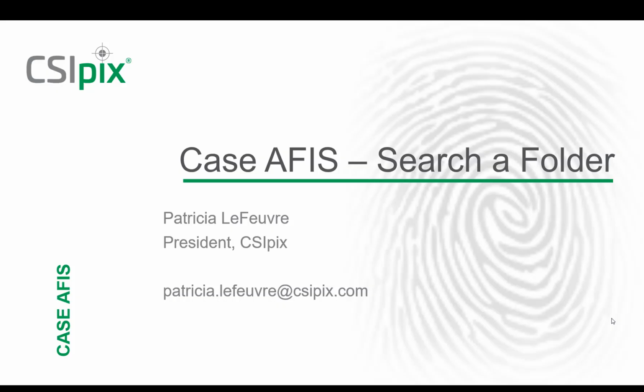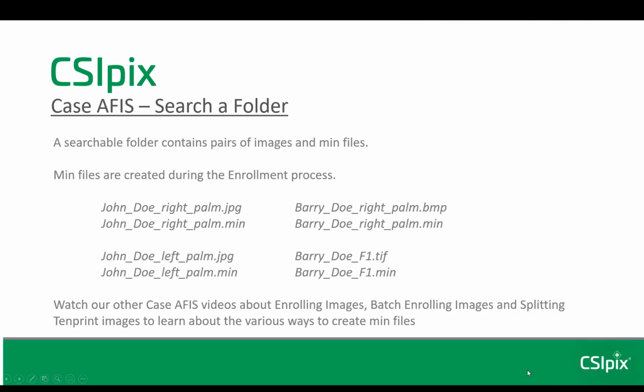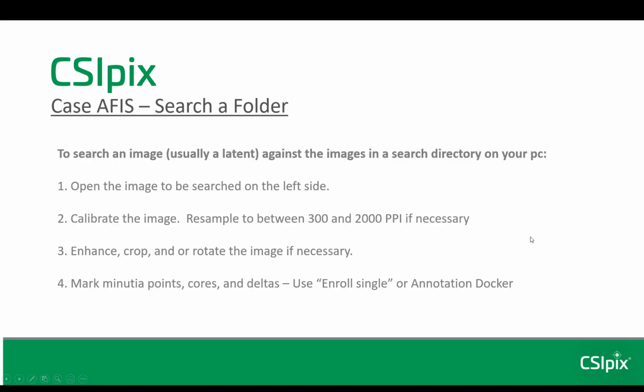Welcome to this video about using CSIpix Case AFIS to search a folder of images. First, a little background. A searchable folder contains pairs of images and min files. Min files are created during the enrollment process, so a folder would contain pairs of images and min files like this. You can watch our other Case AFIS videos about enrolling images, batch enrolling images, and splitting 10-print images to learn about the various ways to create min files. So let's get into it.